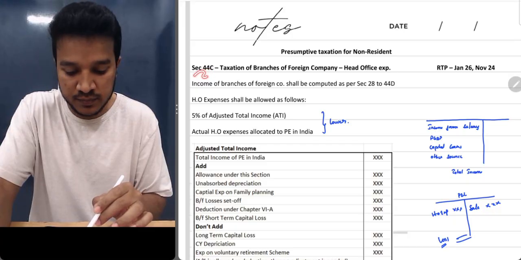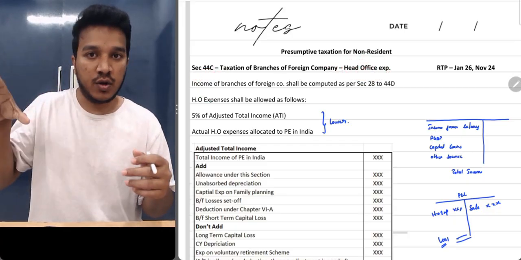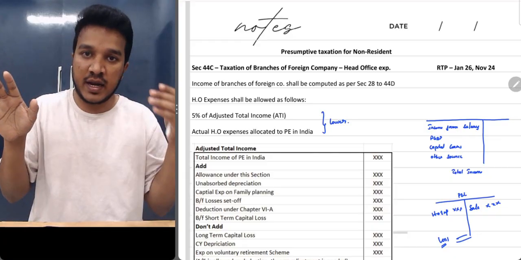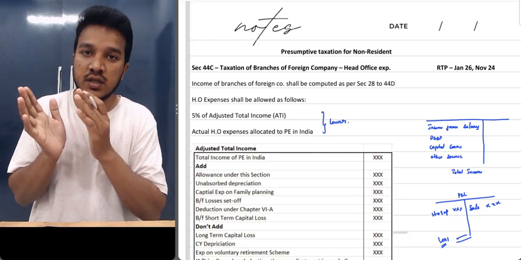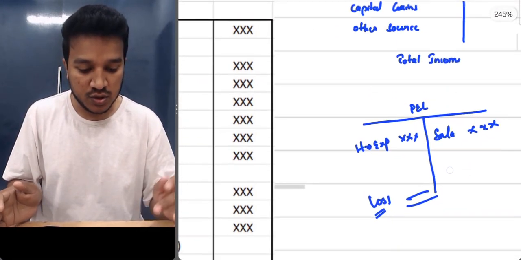Okay, our first section is 44C, which talks about head office expenses. What is happening here? There is a head office in a foreign country and it has a branch in India. What this head office does is it allocates its expenses to all its branches. In the same way, it has allocated head office expenses to the Indian branch.